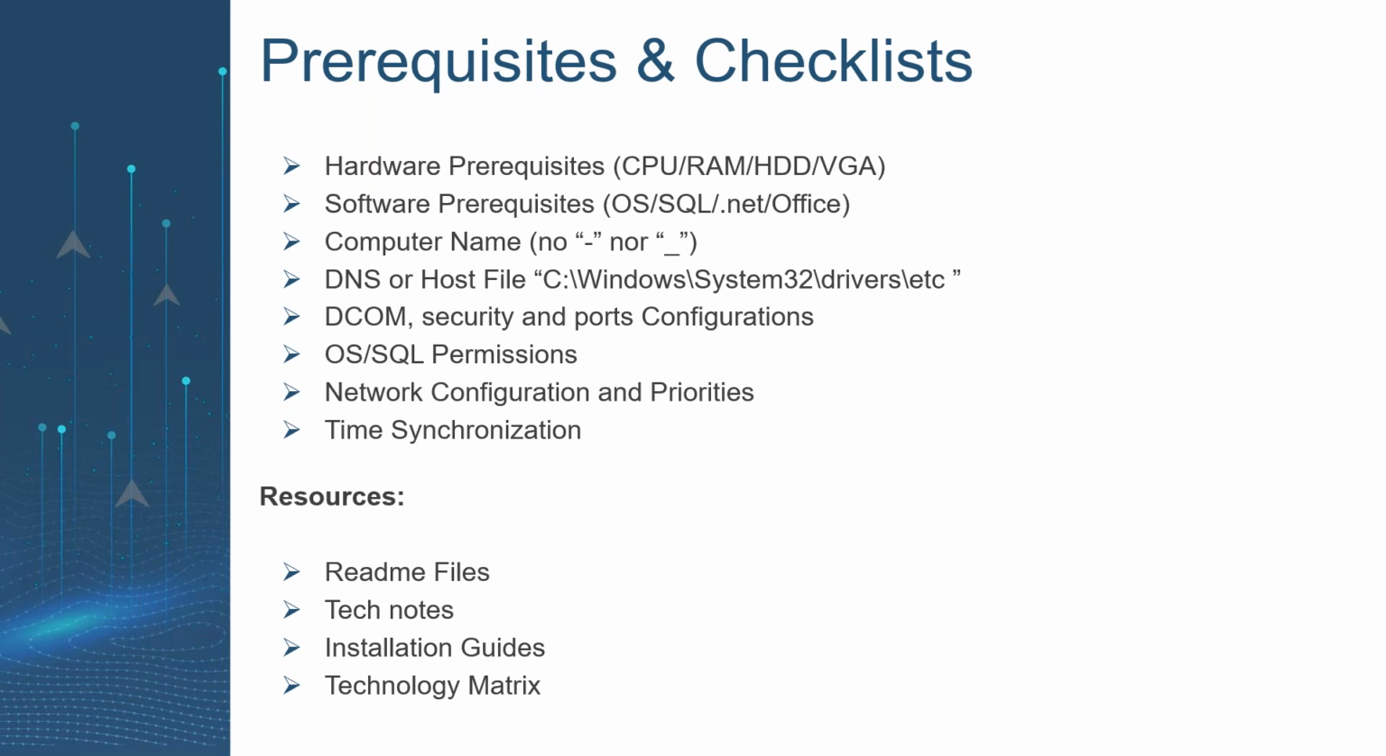We have the README files, which are very important for every installation you need. The installation guide that will come with the software itself, and the technology matrix that will show you the compatibility with your existing system if you have an old system, or with the OS. It's brief to show you the compatibility with operating system and SQL, etc. And to finish up, I will give you hints of some tech notes that are very good and useful regarding security and ports, and some permissions for your user.